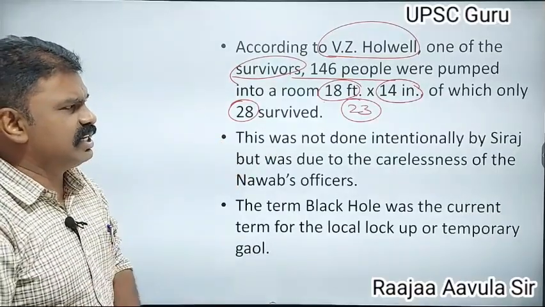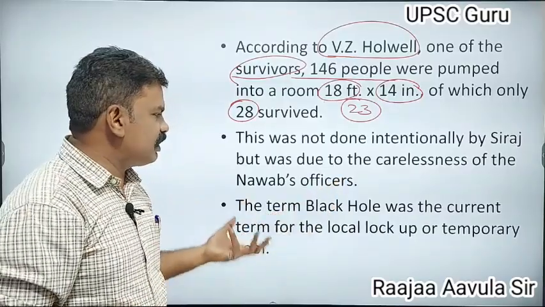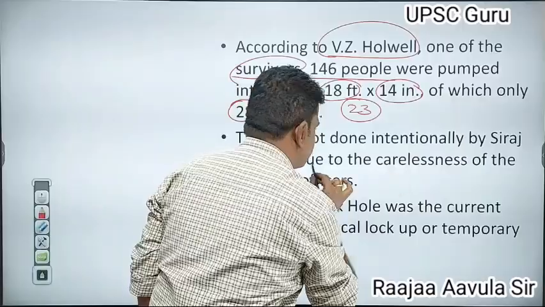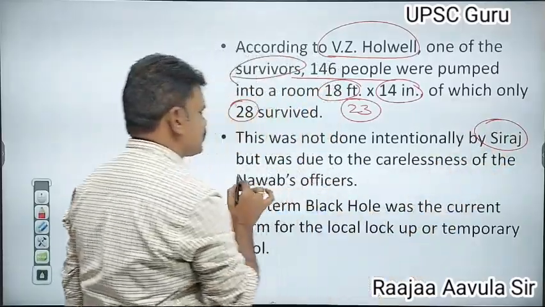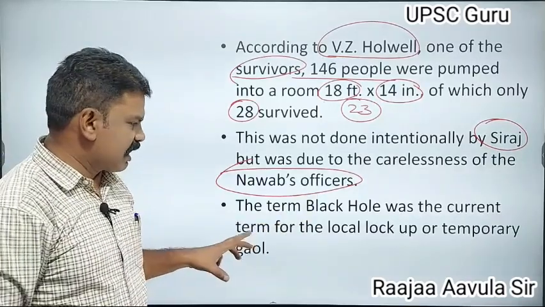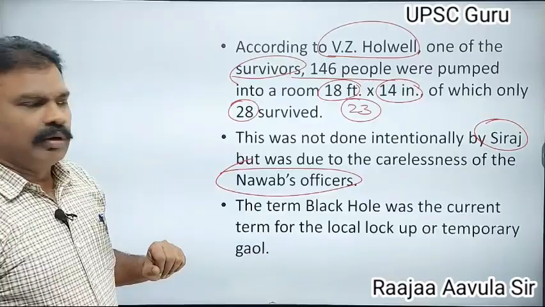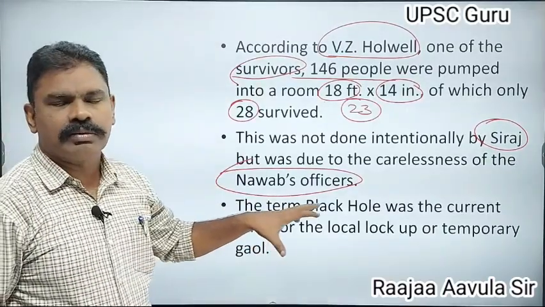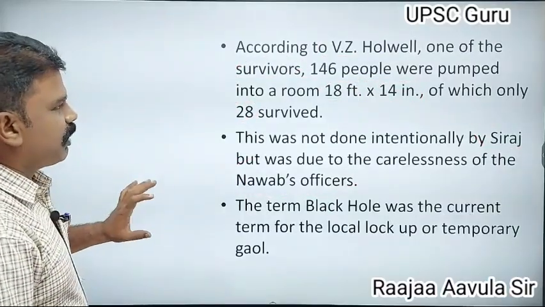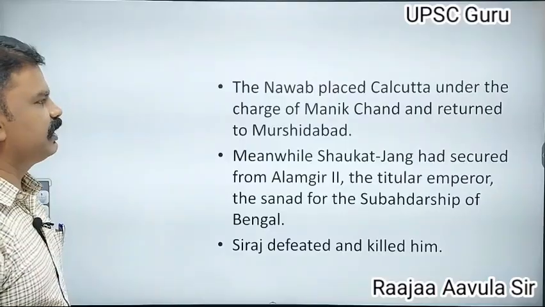This was not done intentionally by Siraj-ud-Dawla, but was due to the carelessness of the Nawab's officers. The term black hole was the current term for the local lockup or temporary jail. We still use black hole for a temporary lockup. Whatever it may be, this Black Hole Tragedy became very popular in that period.